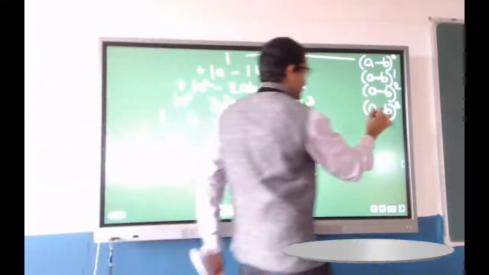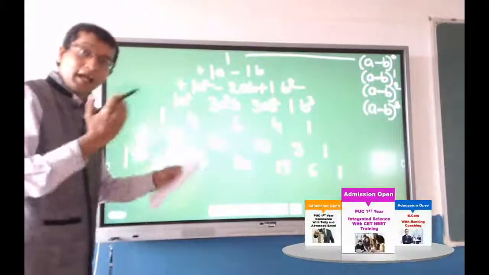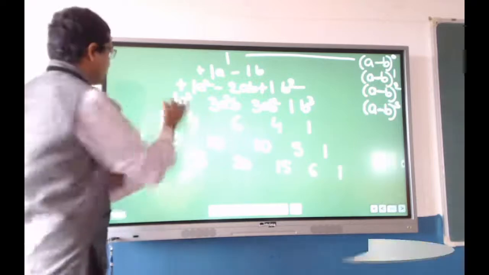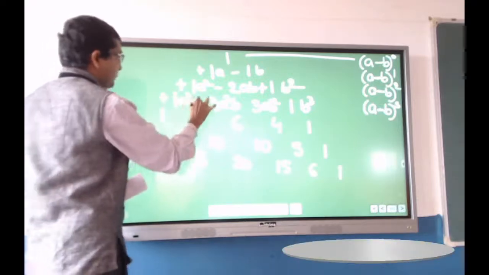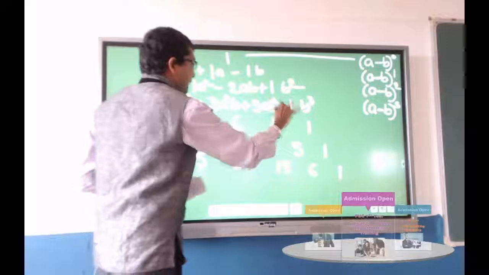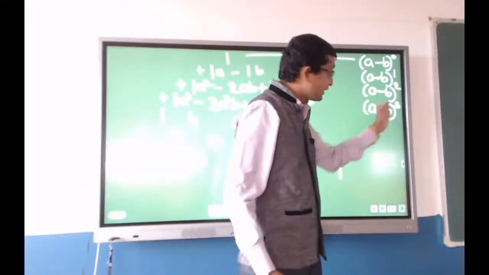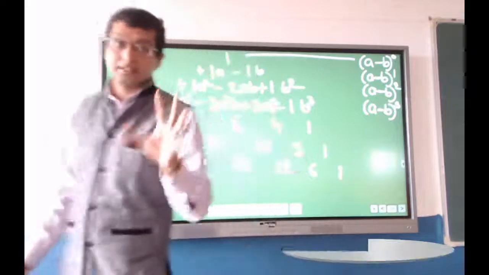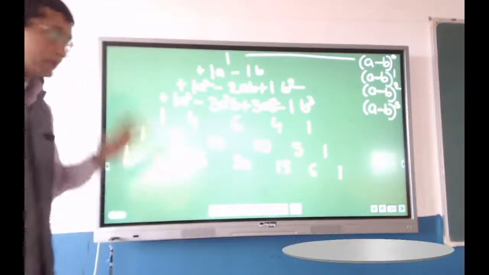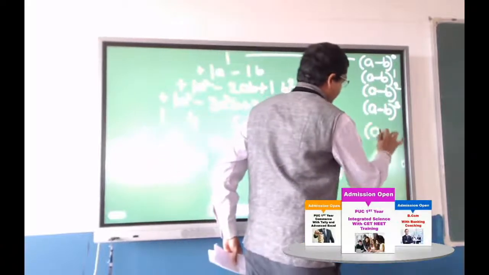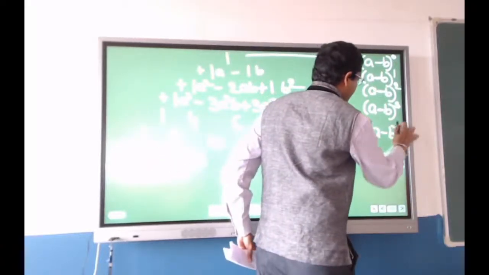Here there is a minus sign. If it is a minus sign, I have told you, you have to take alternatively positive and negative. So this is plus, minus. This is the expansion of (a minus b) raised to 3. So these are all easy techniques. Now we will discuss (a minus b) raised to 4.